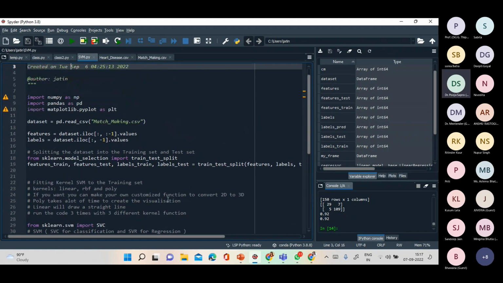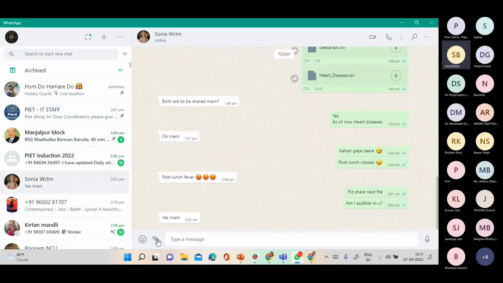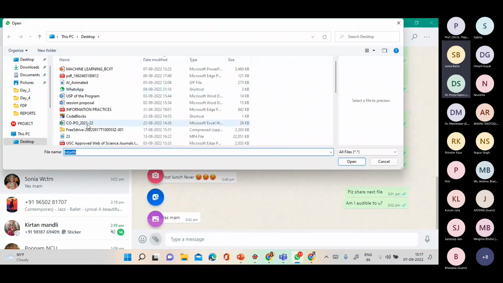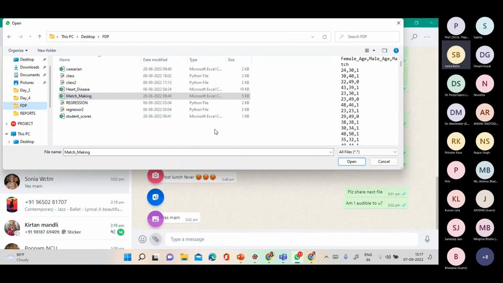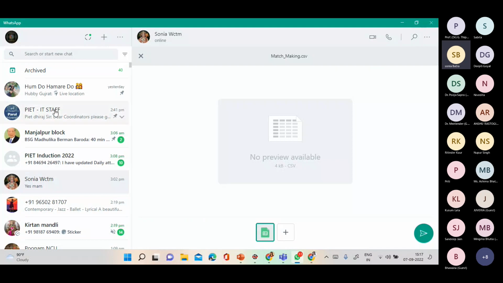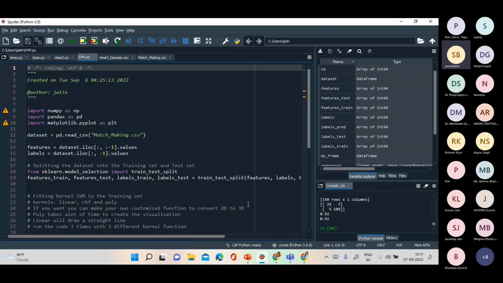So this is all about SVM, support vector machine. Should I share the file with you? Yes, ma'am. Just sharing this file. Sonia ma'am, I hope you received. Should I share it, ma'am? Yes, please share it with all. Okay.